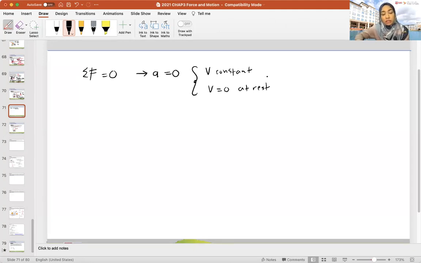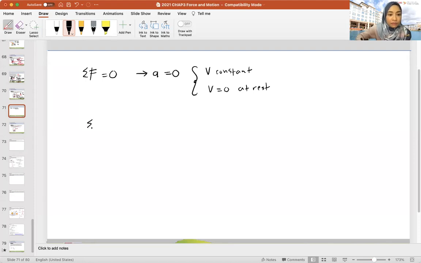These are the two conditions. And the keywords that we have seen so far is the object is at rest, the object is kept from sliding, the object is in equilibrium. Things like that, that keep it from moving will be conditions that want you to solve it in equilibrium.